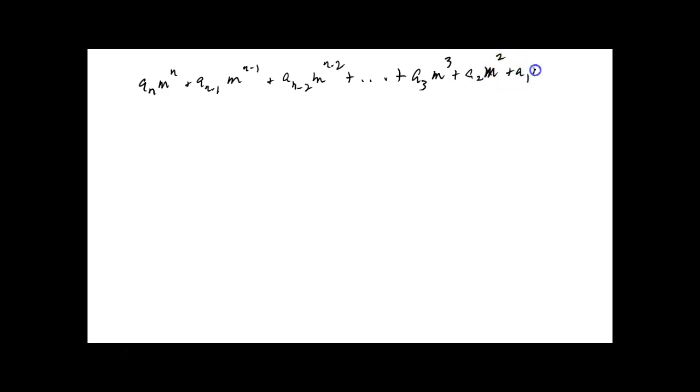So let's say you had an a sub n. Now remember, we're dealing with constant coefficients now. Then your auxiliary equation would be a sub n m to the n plus a sub n minus 1 m to the n minus 1 plus a sub n minus 2 m to the n minus 2 plus dot dot dot plus down to a sub 3 m cubed plus a sub 2 m squared plus a sub 1 m plus a sub 0 equals 0.